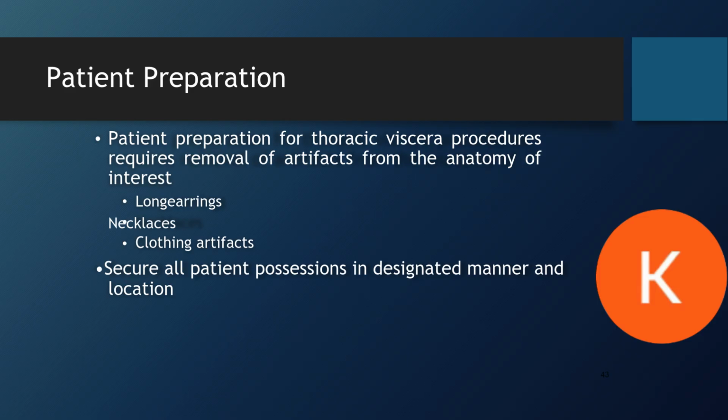Okay, so patient preparation. Patient preparation for thoracic viscera procedures requires removal of artifacts from the anatomy of interest, for example long earrings, necklaces, and clothing artifacts. Secure all patients in the designated position and location. So we are learning this in the lab. When we bring in our patient, we introduce ourselves. One of the main things that we check with our patient is if they have any artifacts, and then we do offer them a gown, and we can give them a designated area where they can put their possessions.